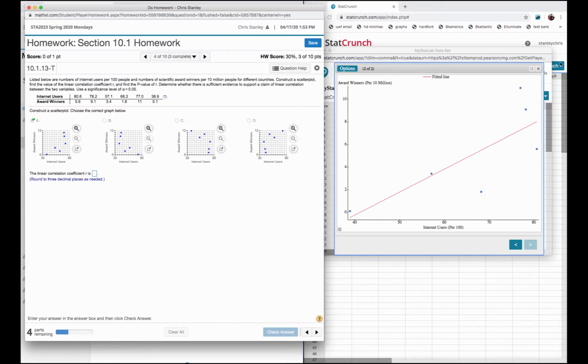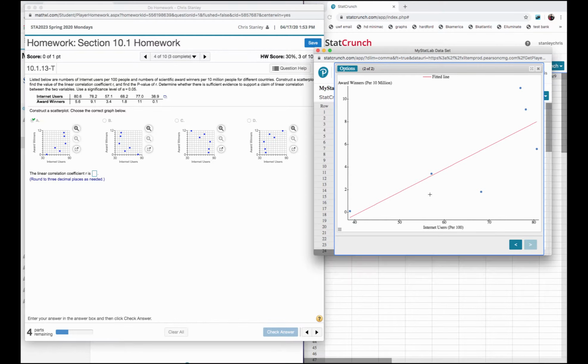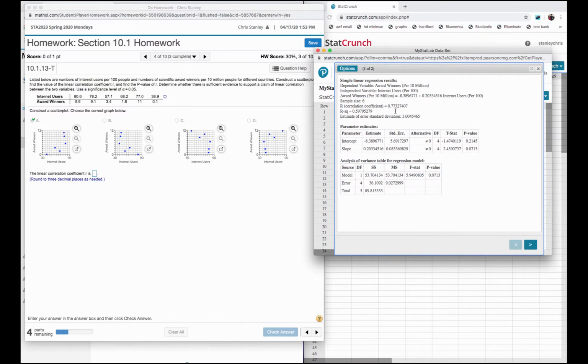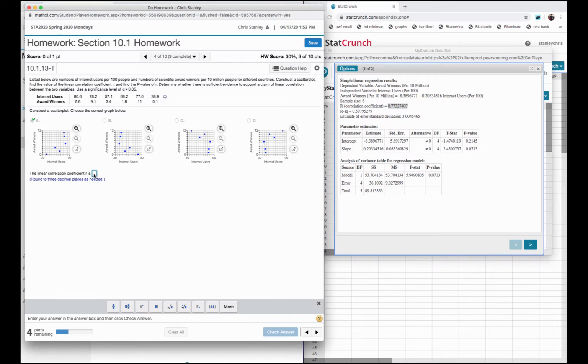Okay, R. Hit the back button to get to the data. This is R. I copy it, paste it, and 3 decimals. Now this is pretty close to, I think that was a 3, yeah, 3. Okay, now it looks sort of curved a little bit, so we have to pay attention to that.